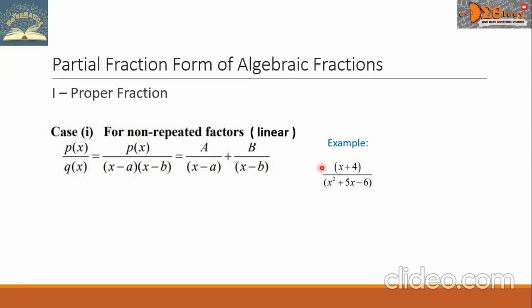Let us see this example. x plus 4 all over x squared plus 5x minus 6. Let us factor out our denominator. So we have x plus 4 over x plus 6 times the quantity x minus 1. So the partial fraction form will be A all over x plus 6 plus B all over the second factor x minus 1.